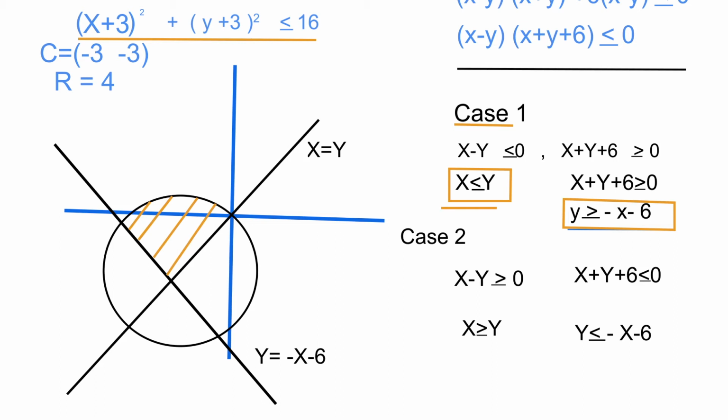In that region, x is less than or equal to y, and y is greater than or equal to minus x minus 6. Now case 2, x is greater than or equal to y, and y is less than minus x minus 6. Where is it on this diagram? It's this region right here. So the area of those regions that I just shaded in orange is what we have to figure out. So how do we do that?